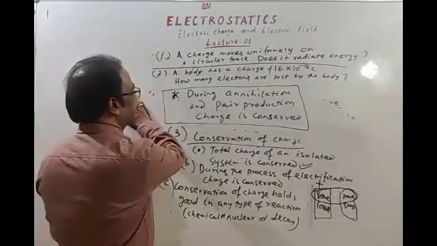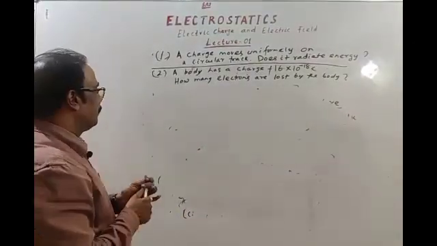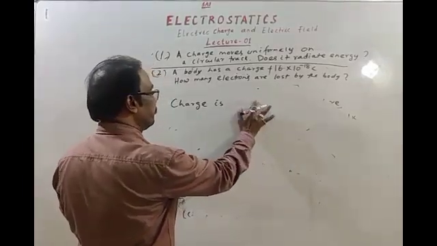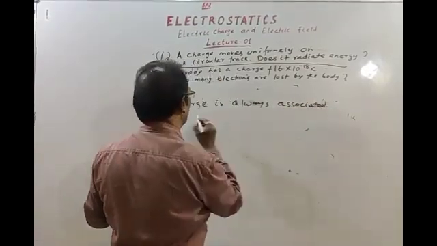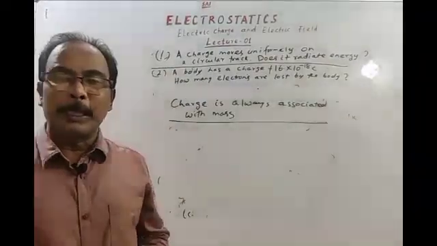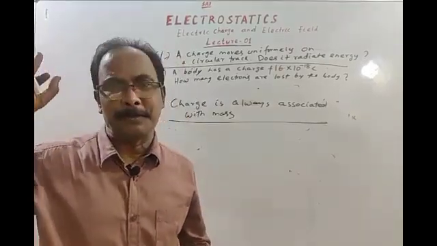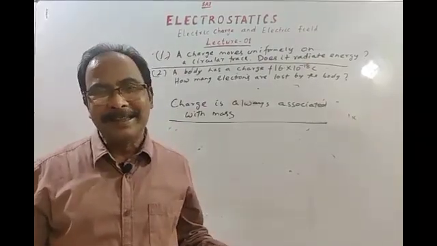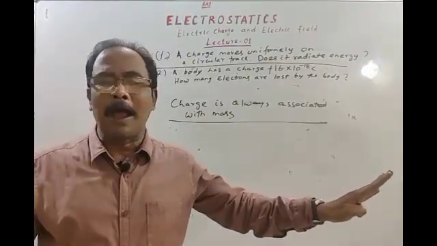Then the final point: charge is always associated with mass. It means charge can't reside without mass. So charge always comes with mass. What we have discussed, the minimum amount of charge for free existence, is the charge of an electron. The electron has mass. So charge is always associated with mass, meaning that without mass, charge can't reside.